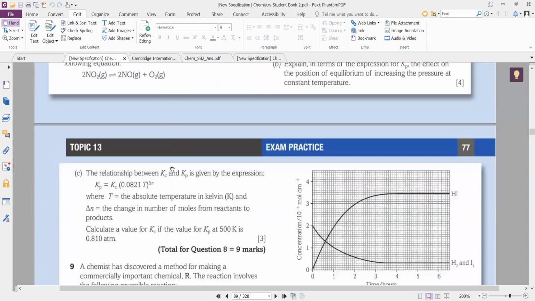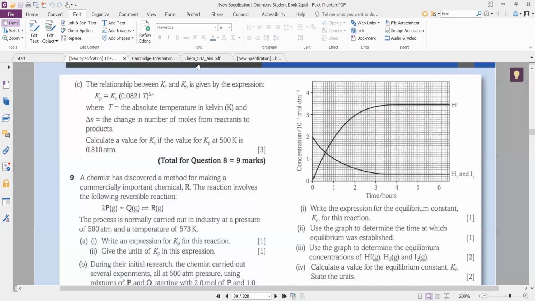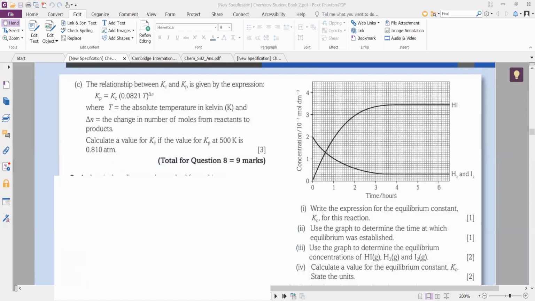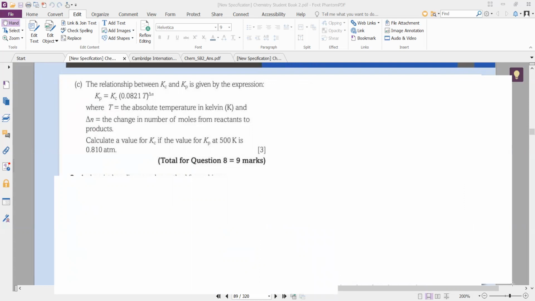Let's go to the part C then. And a different question there, right? Relationship between Kc and Kp is given by the expression this, where T is the absolute temperature, which is in Kelvin, and N is the number of moles from the reactants to product. Calculate the Kc. So N is 1 here. One reactant, 2 products. Difference is 1. So you have to simply substitute the values.